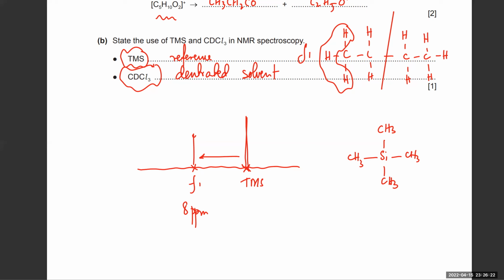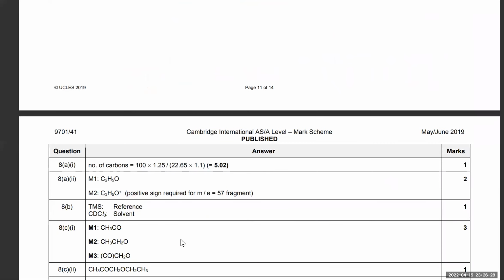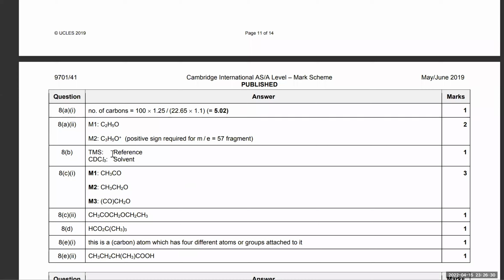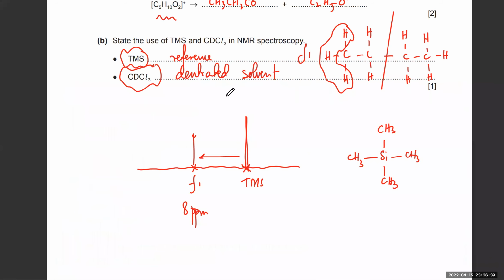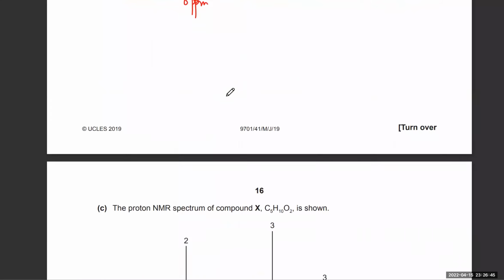So, what is written here? What are they saying? The first one is a reference, and the other one is used as a solvent, or a deuterated solvent. Okay, is that part clear?